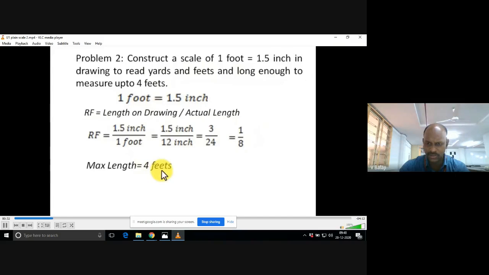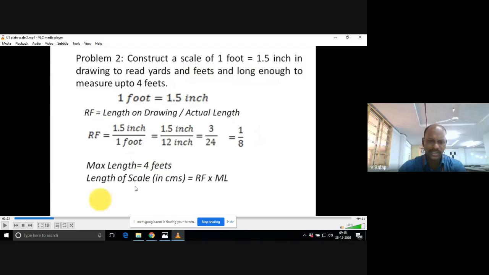Before that, you need to identify what is the maximum length. That is, whether you require a 15 centimeter scale, a 30 centimeter scale, or a 1 meter scale. That is your requirement, right? The problem says he requires only 4 feet. So the maximum length is equal to 4 feet.